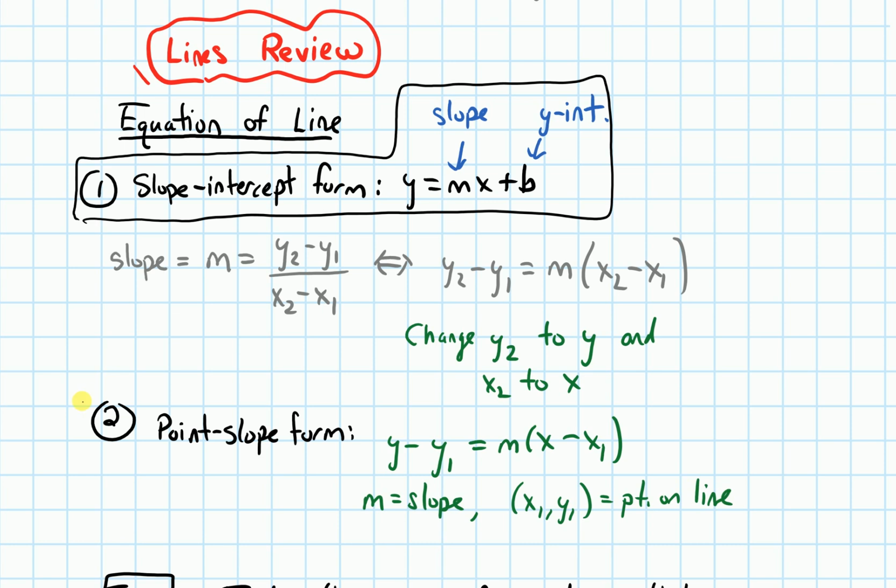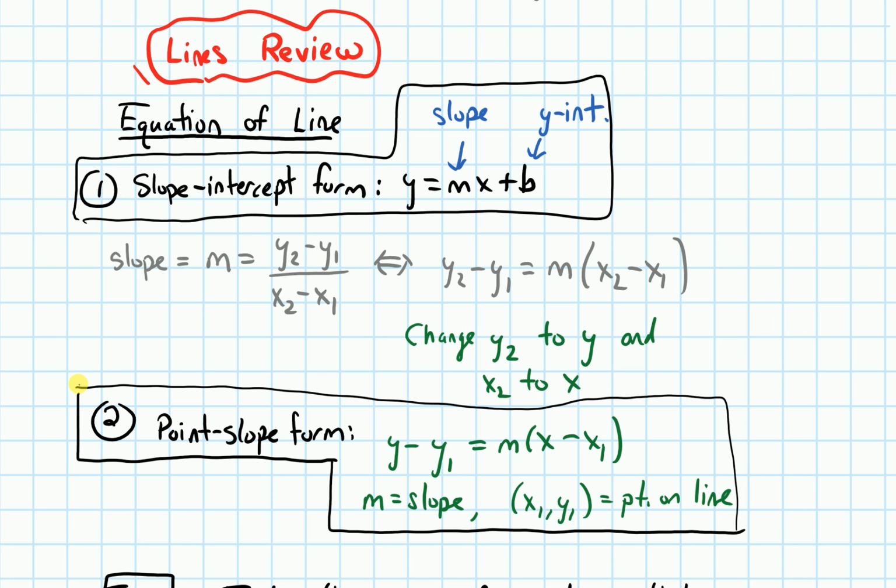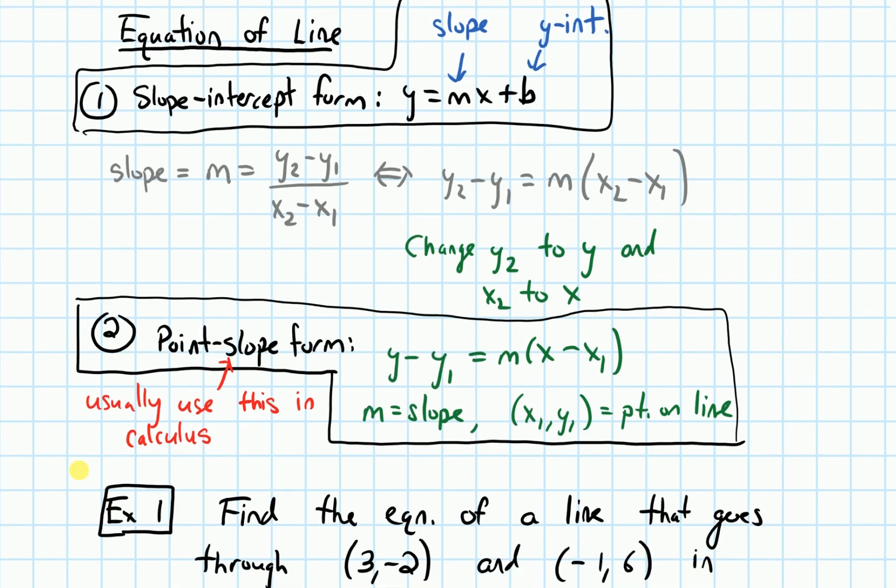So point slope form can be nice because we won't always have the y-intercept of a line. It's a lot more common for us to be given a point on the line than it is for us to be given the y-intercept. So usually we end up using this point slope form in calculus. I would say, in fact, maybe even at least 90% of the time when we need to write down the equation of a line, we'll write it in point slope form first because it's easier to get it in that form.